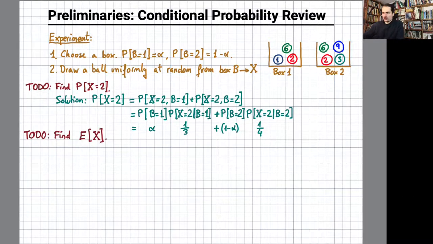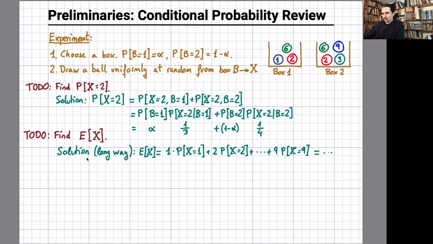Now let's go for the expectation of X. Again, I suggest that you stop the tape and try to compute it on your own first. Okay, so here there are two paths to reach the solution. One is the long path and the other is the short path. Let's look at the long one first.